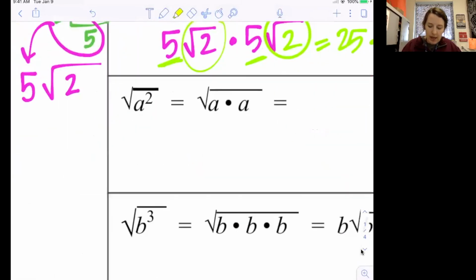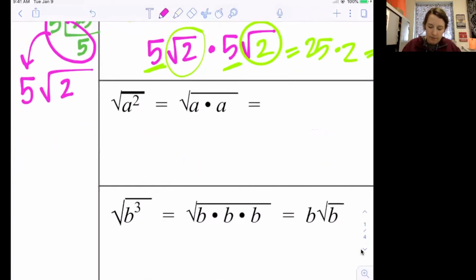Okay, so looking at a squared, anytime you have the square root of a squared value, remember these two things cancel out and you just get an A. Okay, if I wanted to check my answer, I could do A times itself, so A times A, and that gets me back to my original value of A squared.